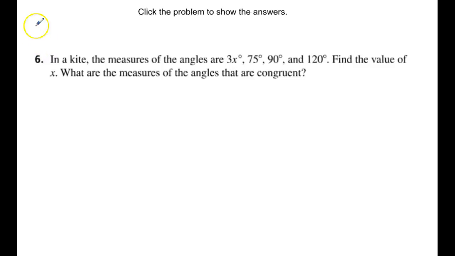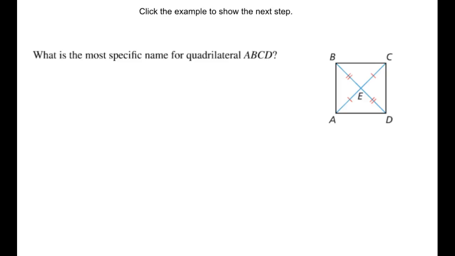So here is a monitoring progress to try and do something similar. First, always draw it out and see what you can come up with. So here's example number 6. What is the most specific name for quadrilateral ABCD? If you look on page 402 in your book, it gives you a nice diagram to identify special quadrilaterals. And we're going to use that to help us here.